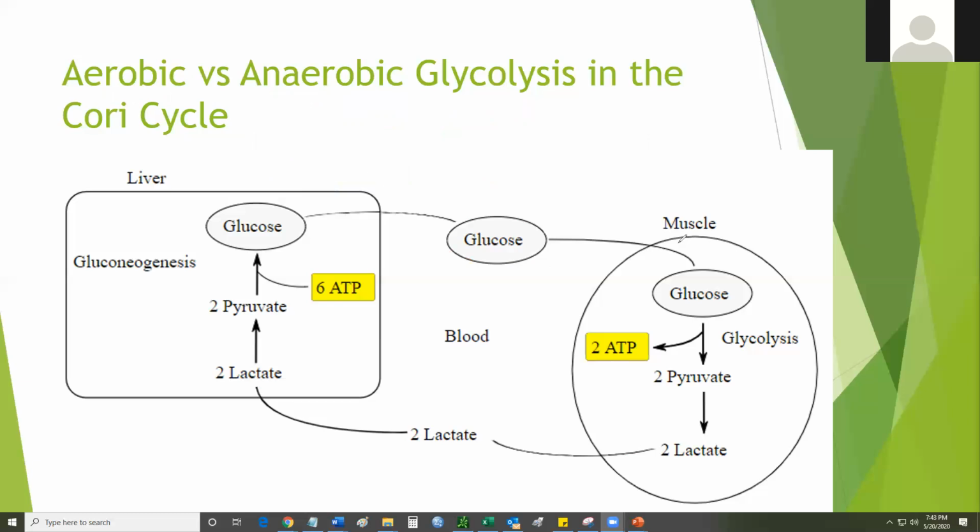Now, when you go into the Cori cycle, what's happening here is that we start with glucose, we go through glycolysis, and this happens here in the muscle.